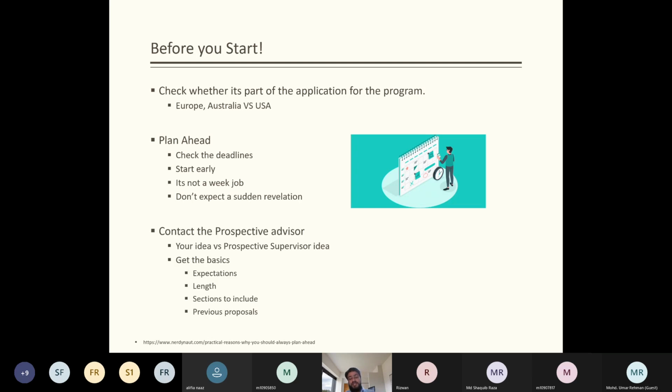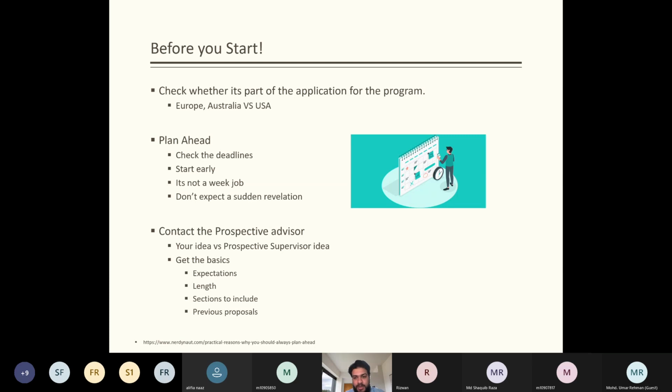And contact the prospective supervisor, your advisor. Of course, you must have jotted down some of the universities that you're going to be applying to. So start approaching the advisors. Sometimes you have to develop your research proposal in line with the research that's going on in that research group, or sometimes you develop your research proposal and you target those research groups who are doing similar studies. It can go both ways.